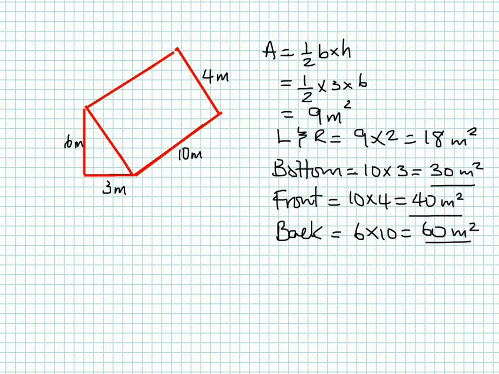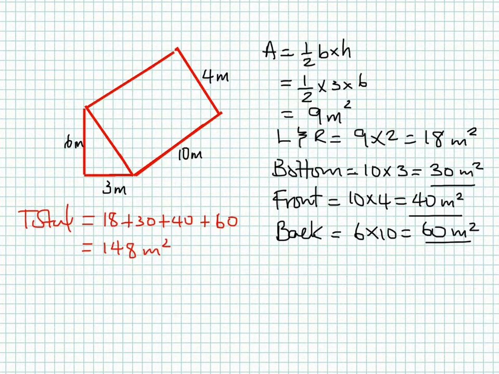Alright, so now we've got all the pieces that we need, and with all the pieces now we can go and find the surface area. Our total surface area is going to be the addition of all the parts, so the 18 plus the 30 plus the 40 plus the 60. Alright, so we got 148 square meters. Alright, so that's our triangular prism done.